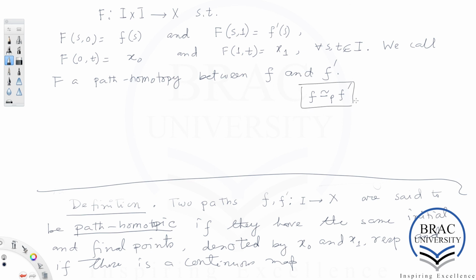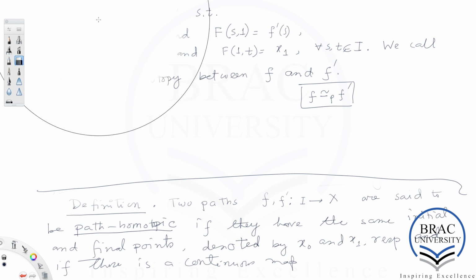So let me draw a picture for you to explain path homotopy between two paths. Here we draw a square 0, 1 of length 1. On the x direction we have s, and in the y direction we have t.